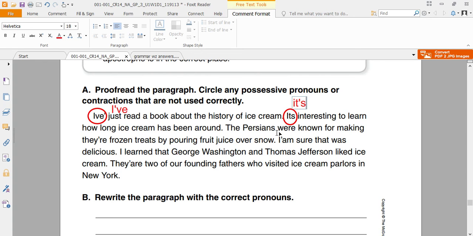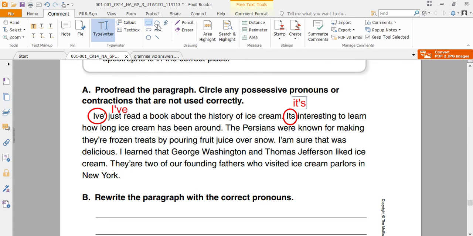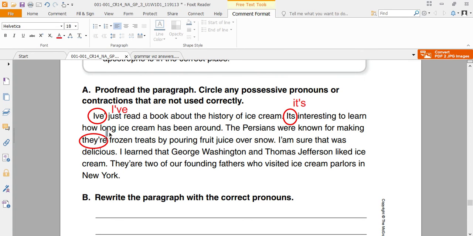The Persians were known for making their frozen treats by pouring fruit juice over snow. Oh, we caught a mistake here. So this is a contraction form. They're frozen, but we need possessive here. So how do I write the possessive for the word there? Yes, THEIR.